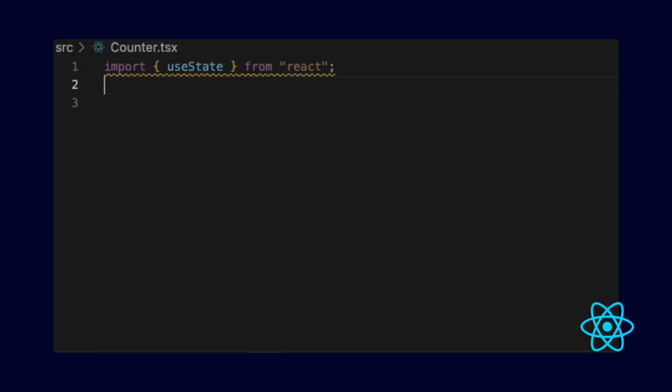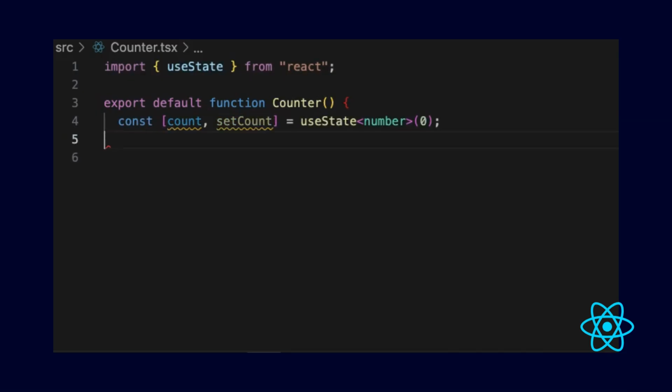First, we import React and the useState hook. useState will hold our counter value and let us update it. We define a functional component named Counter and export it as a default from this file. And then we will declare the state for the counter. count is a number starting at 0 and setCount is the updater function. The number generic enforces that the state is always numeric.